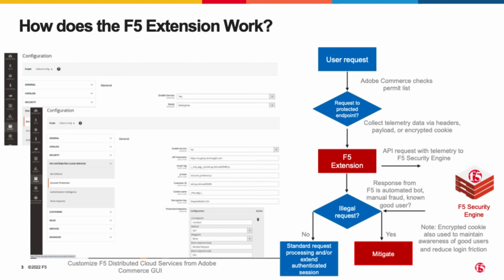This diagram quickly shows you that the F5 extension intercepts the request that you identify and dictate, sends an API request to F5 for a response of whether it is good or bad traffic. Based on the response from the F5 security engine, you'll either allow the traffic or mitigate it based on your policies. I'm going to walk you through the steps necessary to integrate both F5's distributed cloud and Adobe Commerce to protect your website from malicious bots.